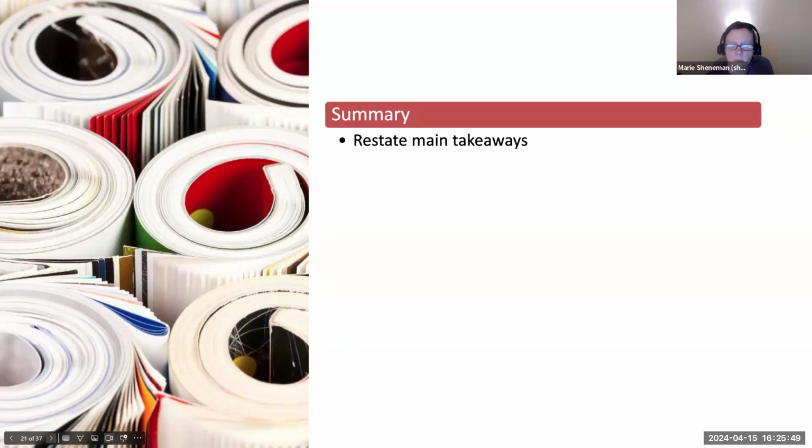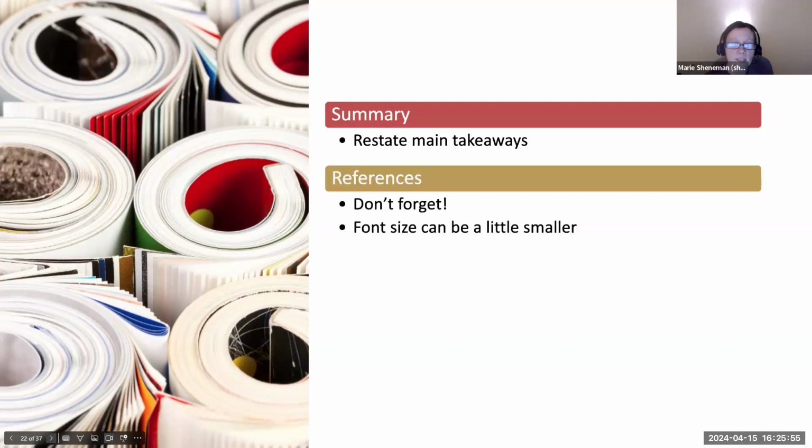And then summary, restate some main takeaways, a couple bullet points. Next. References, don't forget your references. And the font on the references can be a little smaller than the other stuff because people don't need to read your references from 10 feet away. That's only if they really, really want those, they can get up close to your poster. So if you're running out of room, it's okay to make your references a little smaller.